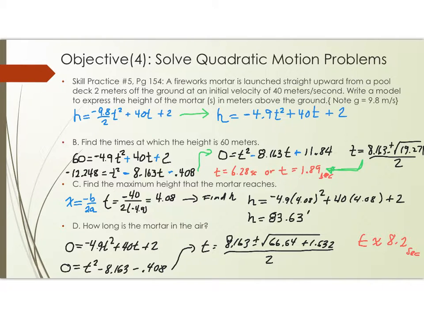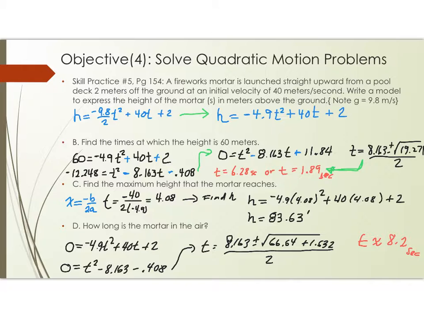Our final objective is to solve quadratic motion problems. So one of the motion problems happens to be a skill practice number 5 on page 154 in your book. A fireworks mortar is launched straight upward from a pool deck 2 meters off the ground at an initial velocity of 40 meters per second. The first thing we want to do is write a model to express the height of the mortar in meters above the ground.